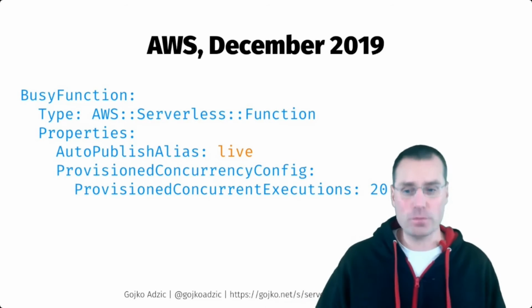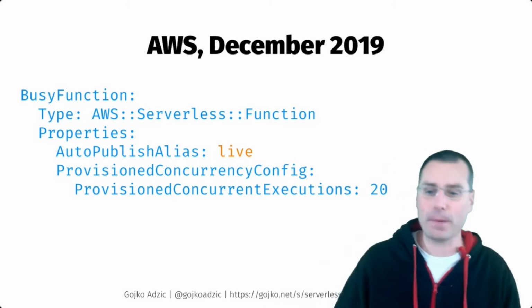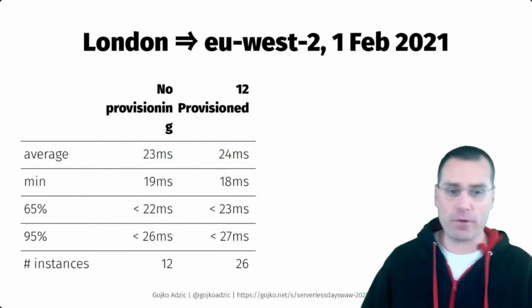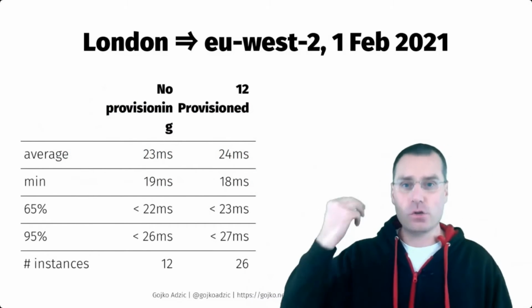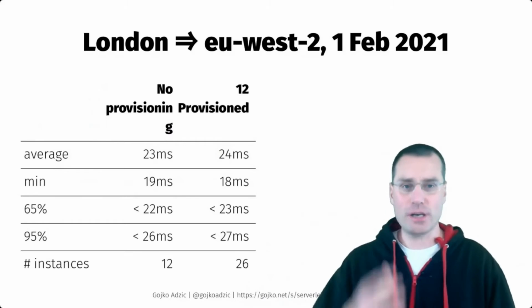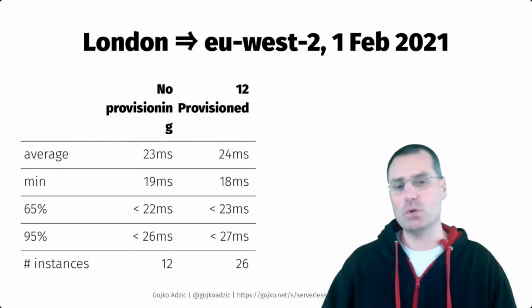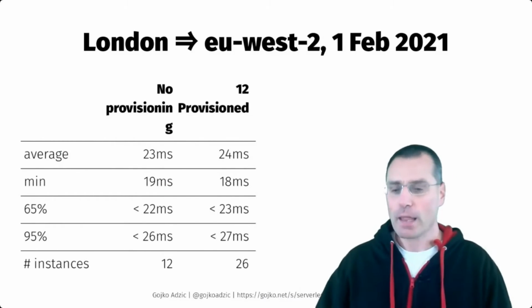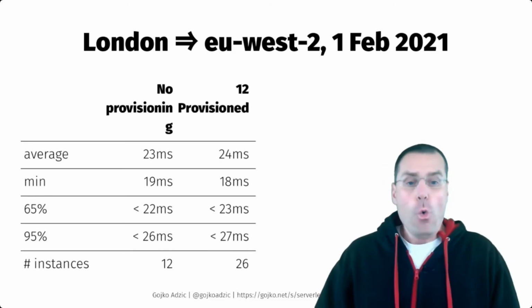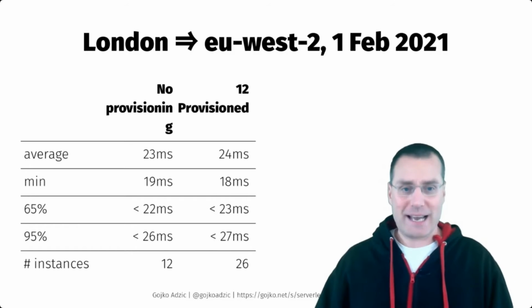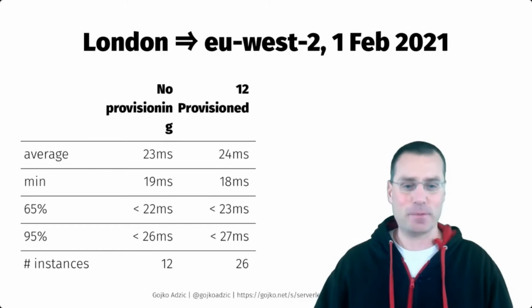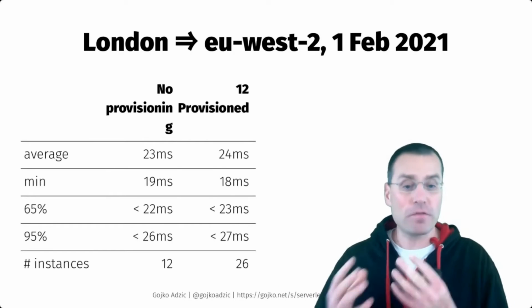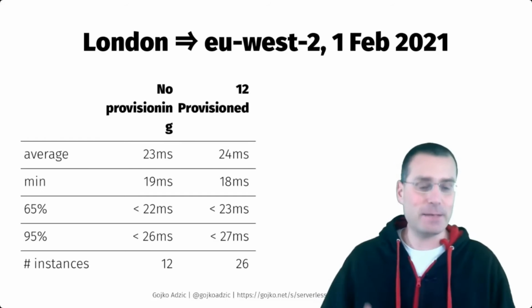Your workflows might be different. For example, again, running workflows on Node.js from London, going to the EU West 2 region. I ran this test in February using Inquisitor. My conclusion was that basically without provisioning I get slightly better performance. There was more variance but slightly better performance.